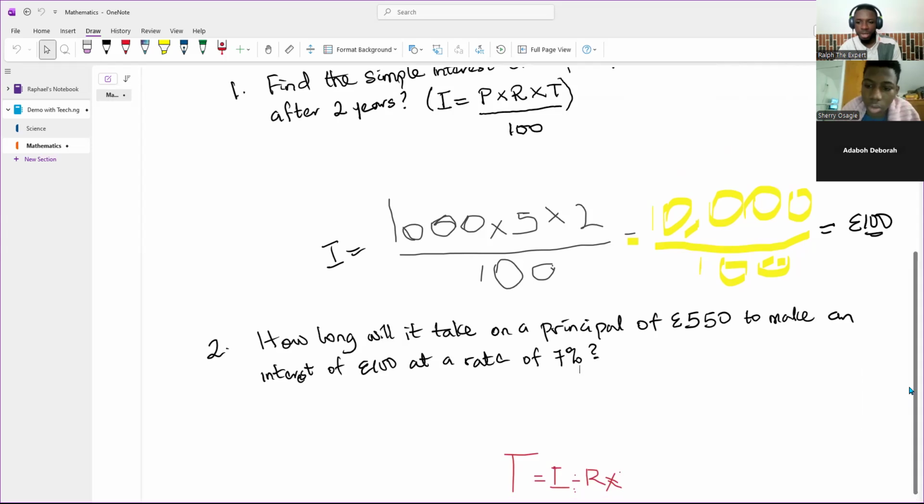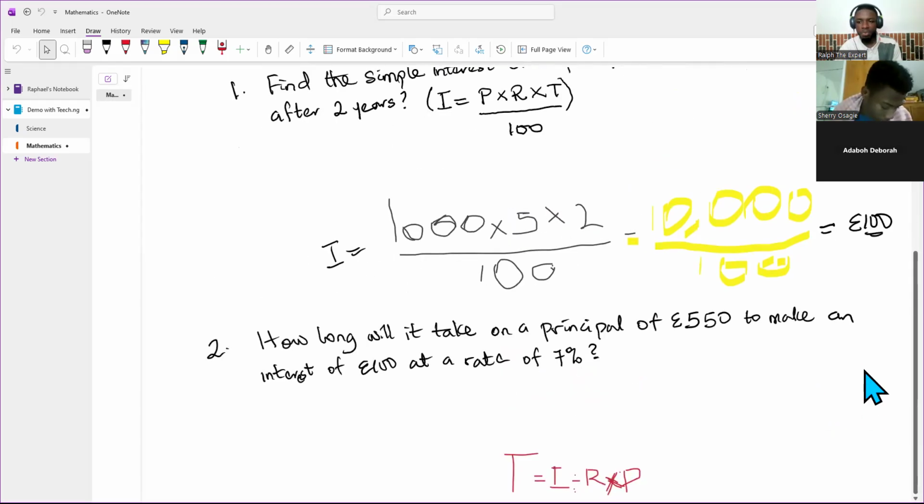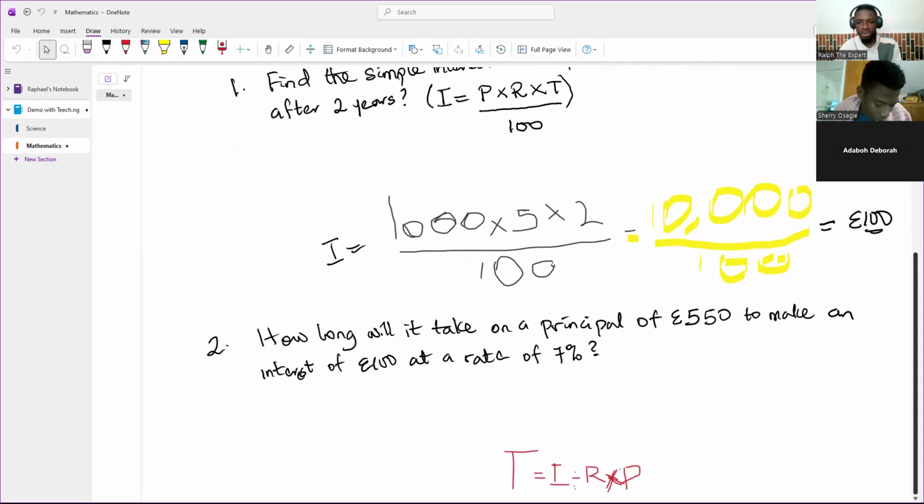Okay, you are trying to make time the subject of the formula. Is that what you're trying to do? Yeah. Okay. So to make it even easier for you, why not try to remove the hundred, the fraction, so that it will be easier for you to now put P and R to the other side.